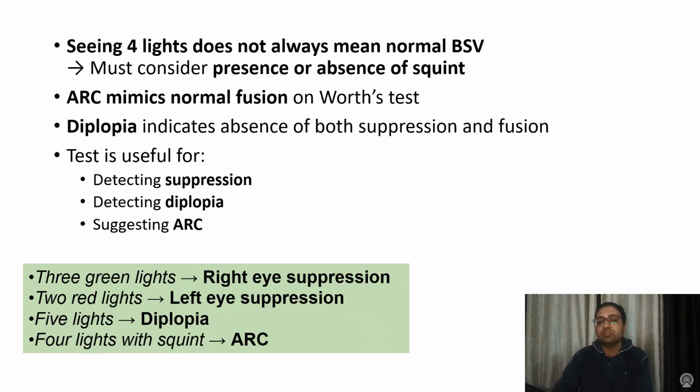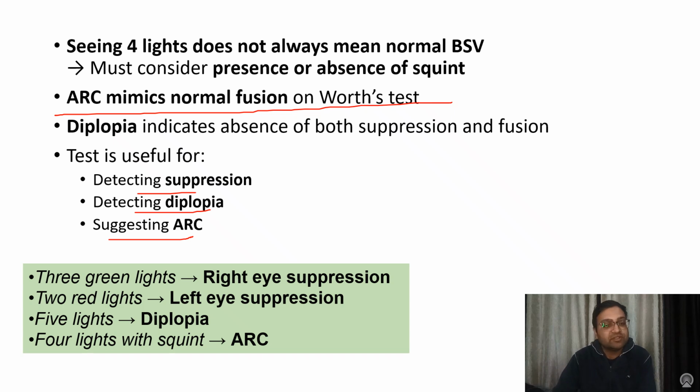Seeing 4 lights does not always mean binocular single vision. We need to consider the presence or absence of the squint. So that is why this test is only useful to detect suppression, detect diplopia, and suggest abnormal retinal correspondence. Why? Because abnormal retinal correspondence mimics normal fusion on the Worth four dot test. Diplopia indicates absence of both suppression and fusion.